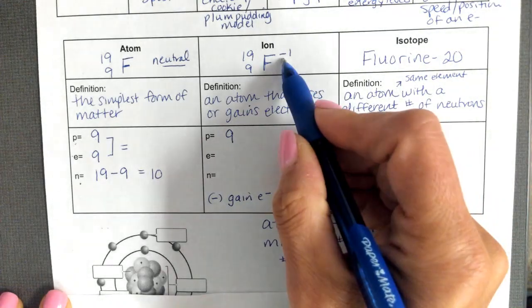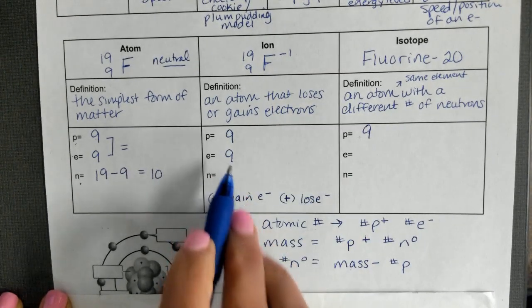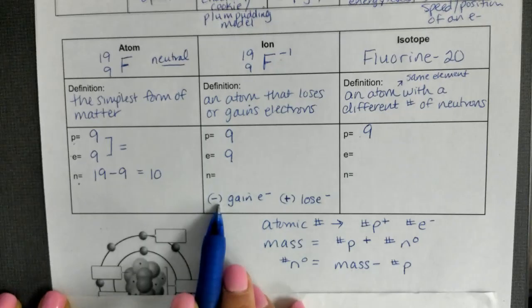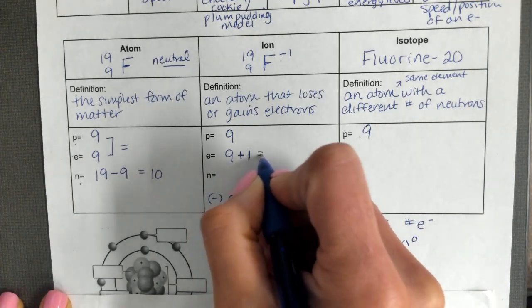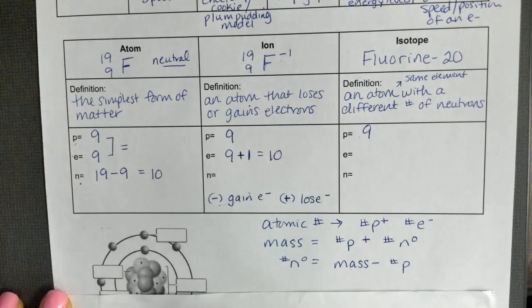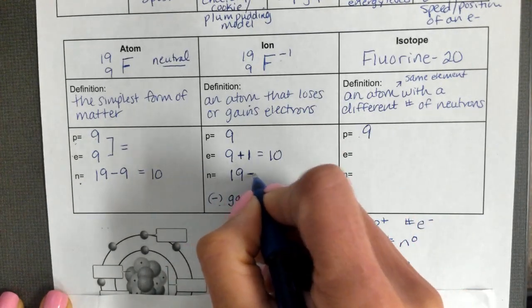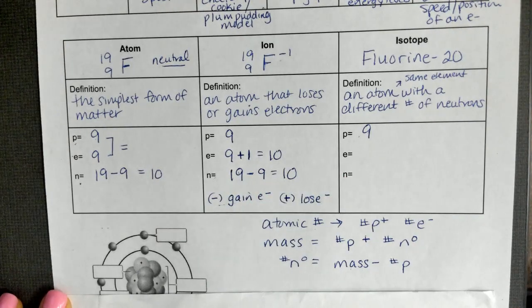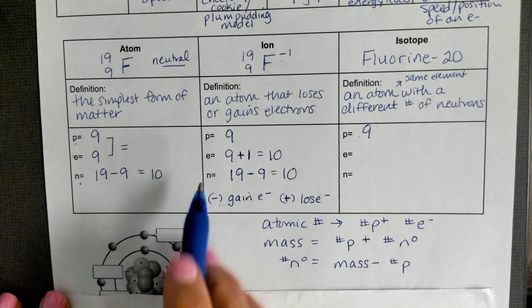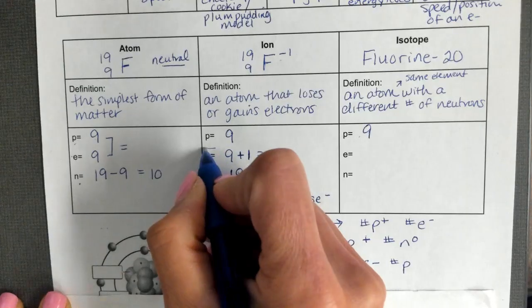So here we have a negative ion. My atom would have started with 9 electrons, but because it's more negative, that means I'm going to gain 1 electron. So I'm going to add 1. That means I have a total of 10 electrons. To figure out my neutrons, I'm going to take my mass, which has not changed, and subtract my atomic number or proton number, and that's going to give me 10. So the only thing that changes when you go from an atom to an ion is your number of electrons.